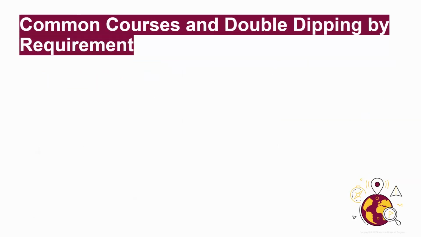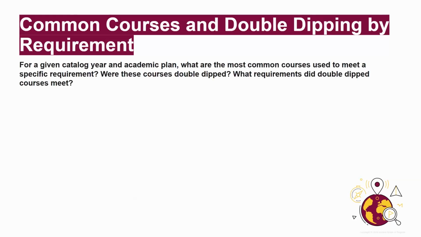The third and final section of the dashboard focuses on requirement-specific common courses and double dipping. It helps to answer the question for a given catalog year and academic plan: What are the most common courses used to meet a requirement? Were those courses double dipped? If so, what were the requirements that were met?